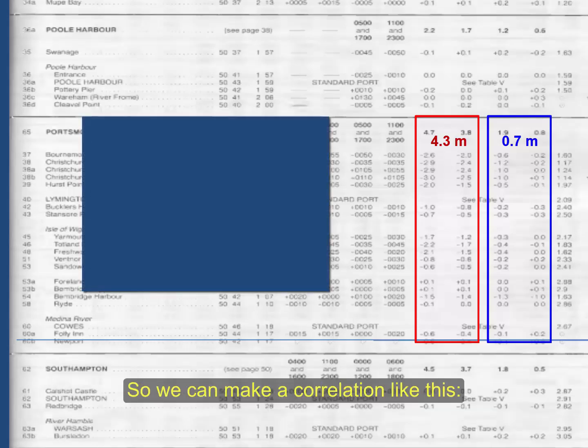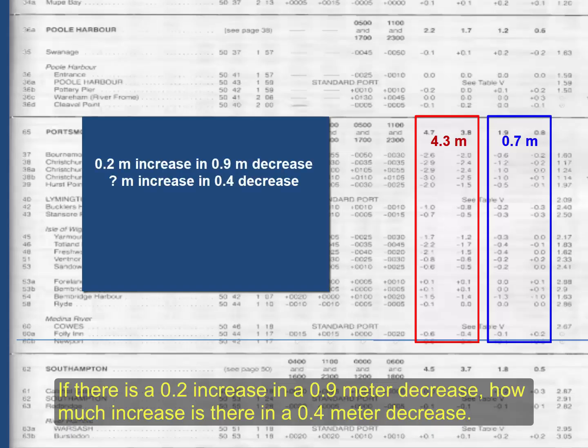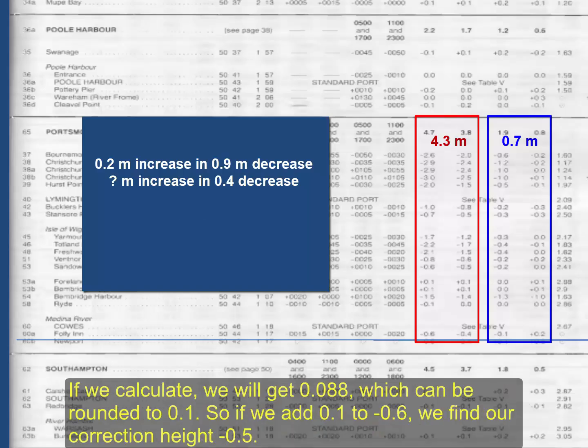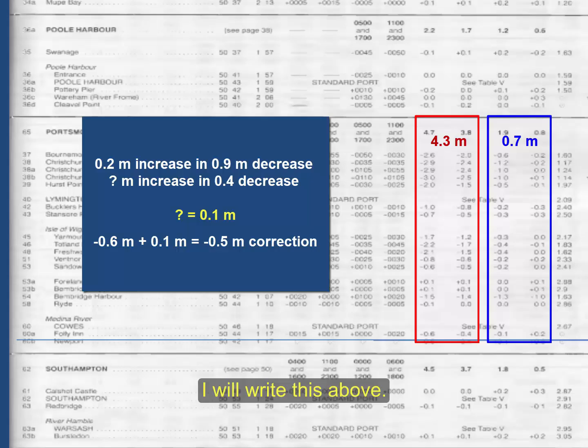So we can make a correlation like this. If there is a 0.2 increase in a 0.9 meter decrease, how much increase is there in a 0.4 meter decrease? If we calculate, we will get 0.088, which can be rounded to 0.1. So if we add 0.1 to minus 0.6, we find our correction height of minus 0.5. I will write this above.